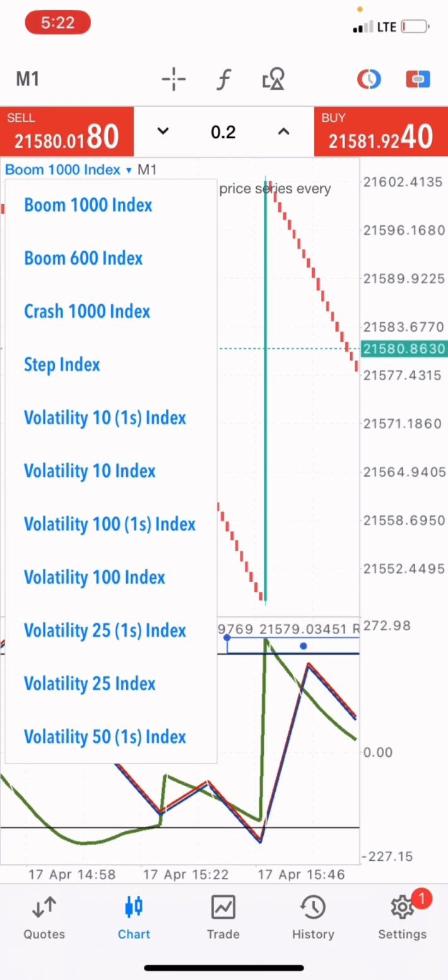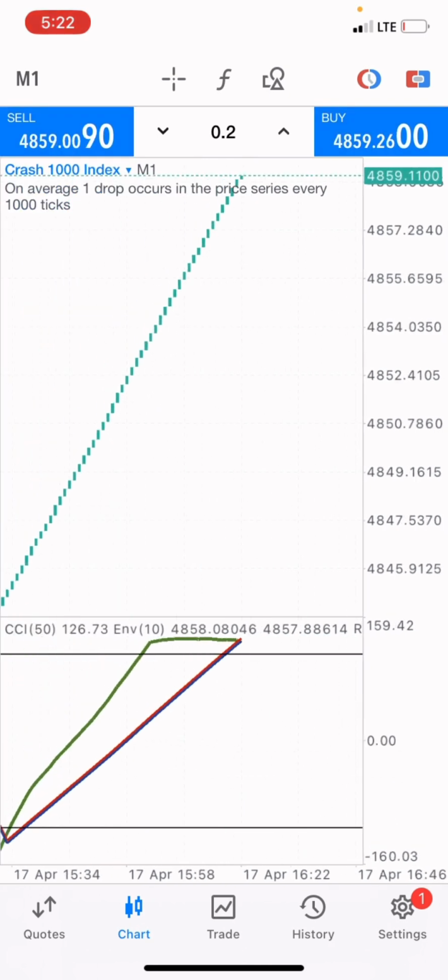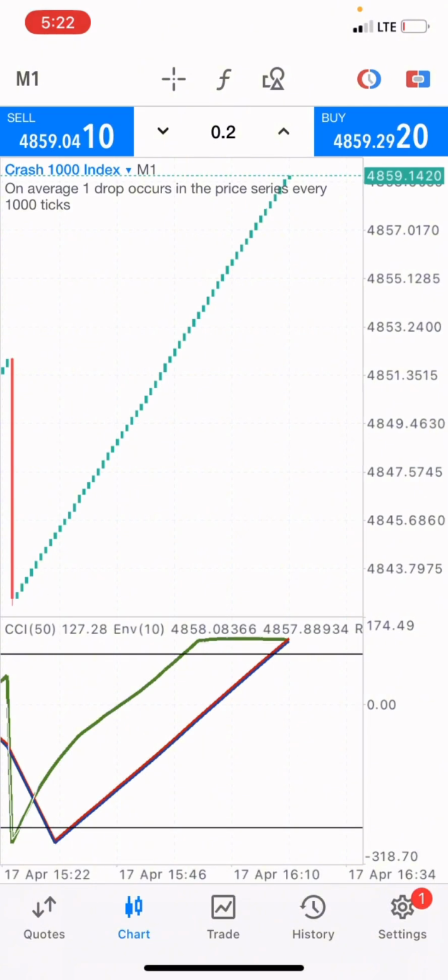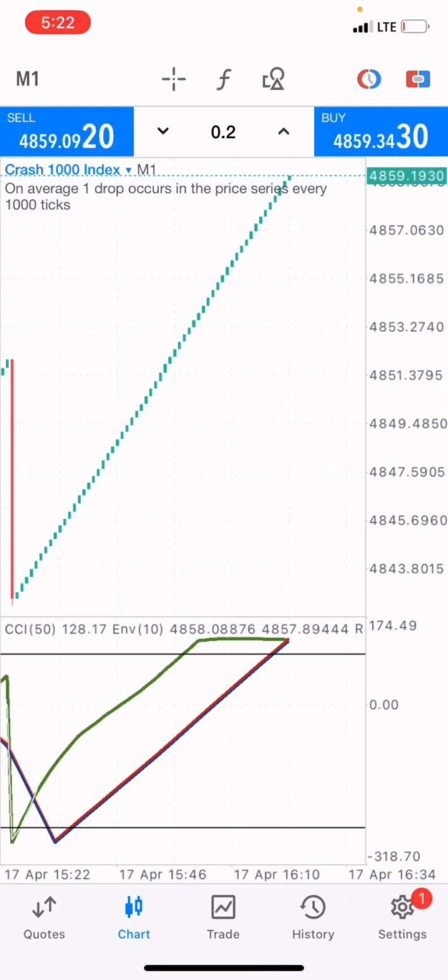So let's check the Crash 1000 Index market. Now we are going to be buying the Crash 1000 Index market. For the bull markets we are selling, for the crash market we are buying. Okay, we just want to catch some of the ticks, and just leave the market before it gets to an area where it becomes dangerous.